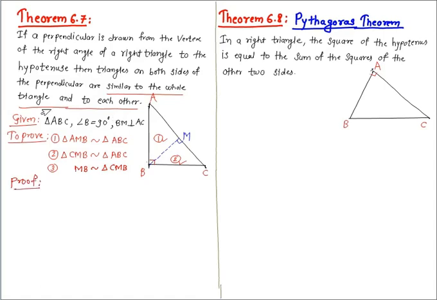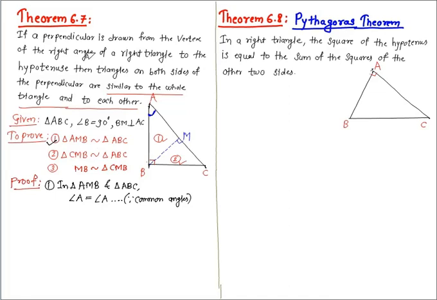Let's first prove the first condition, that is triangle AMB similar to triangle ABC. So let's write in triangle AMB and triangle ABC. If you see the figure, angle A is common in both the triangles. That means this angle. Write this, angle A is equal to angle A. Reason is since common angles.